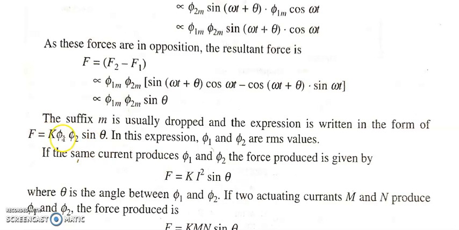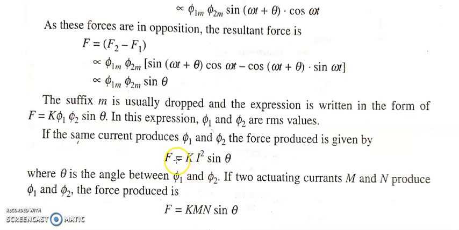Since we are taking the fact that both quantities are different, if they are the same in magnitude, it can be written as K into I square sin theta. If we believe I1 is equal to I2, then what happens? Phi 1 will be equal to phi 2. So in that case, F is equal to K into I square sin theta.